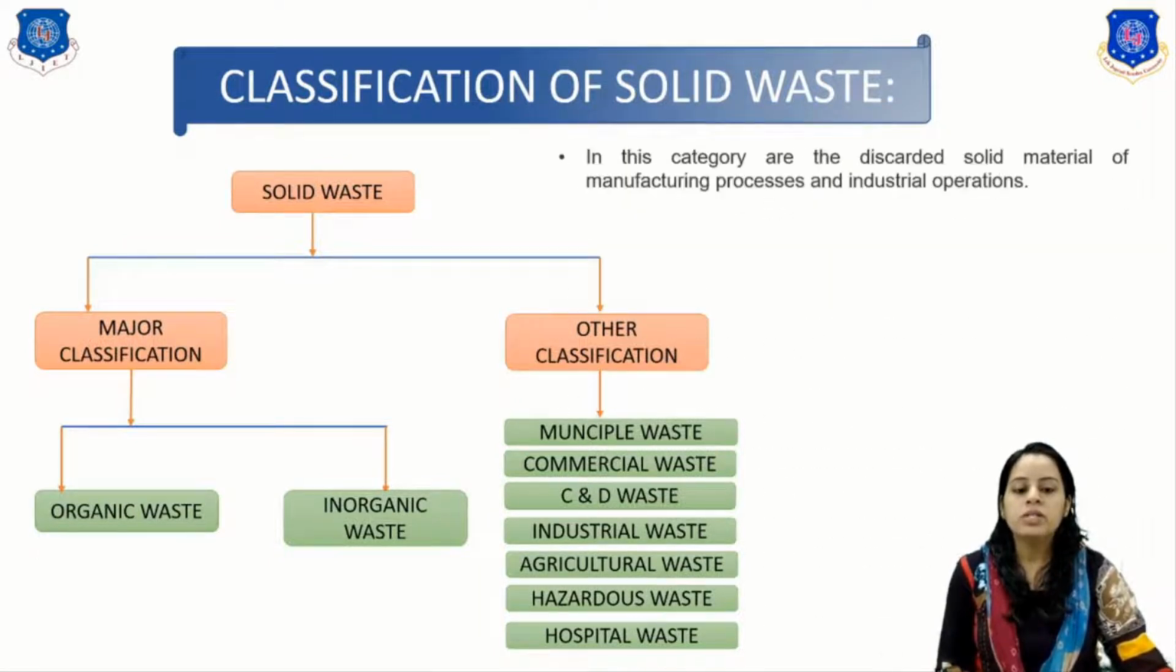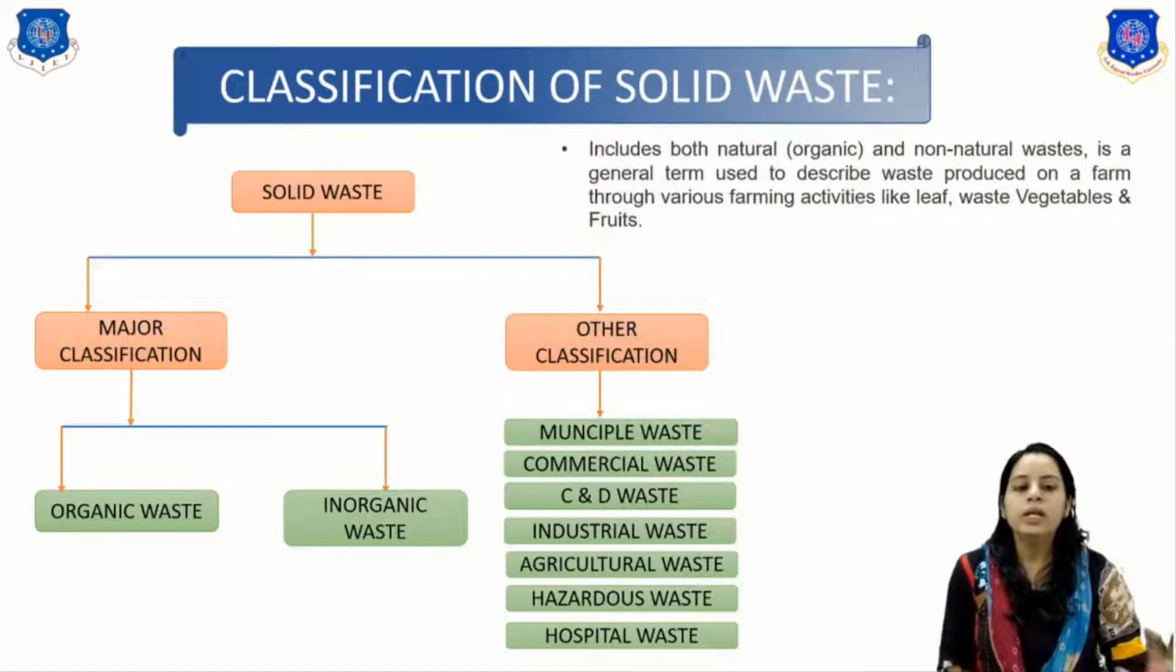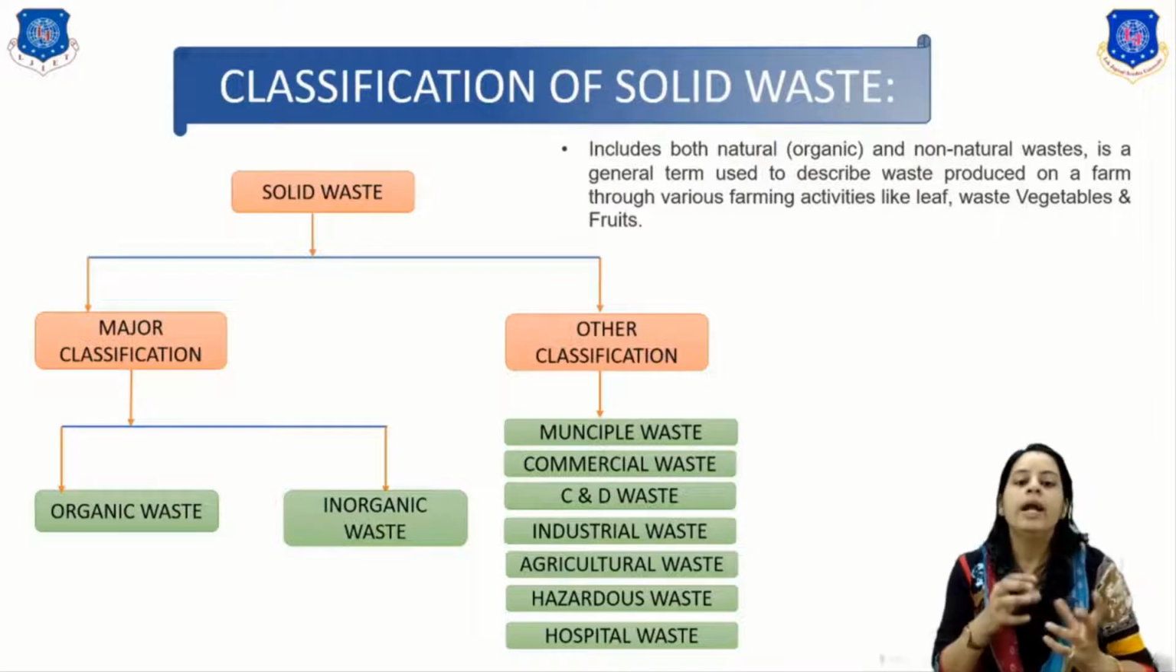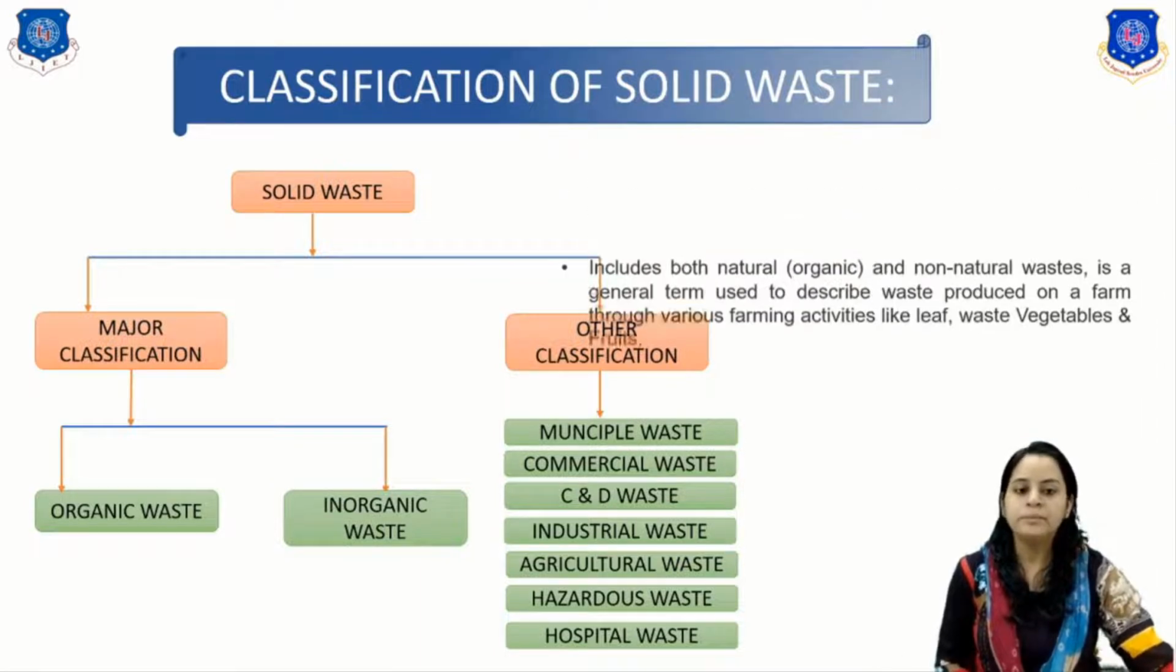The next one is industrial waste. In this category are the discarded solid materials of the manufacturing process and industrial operations. The next one is agricultural waste. It includes organic and non-natural waste, meaning non-organic, inorganic waste. It is a general term used to describe the waste products on the farm through the various farming activities like leaves, waste vegetables and fruits, right?